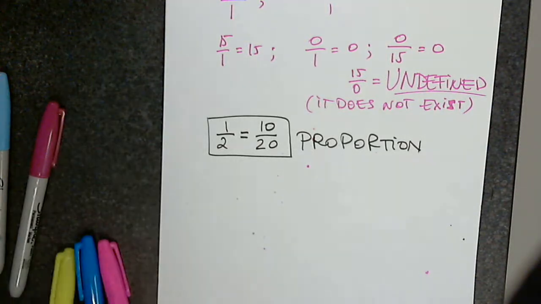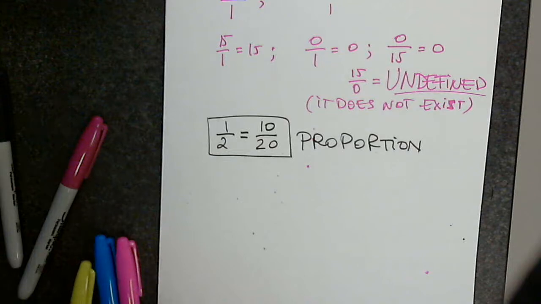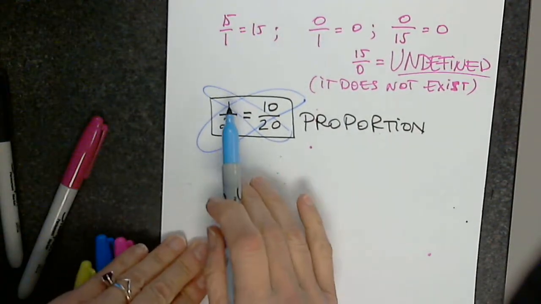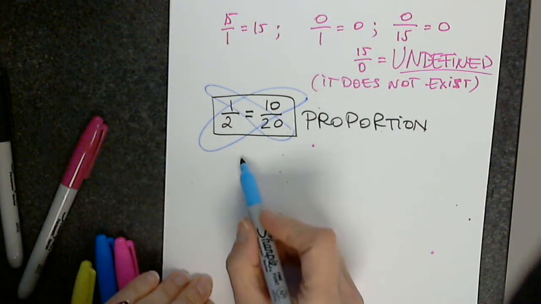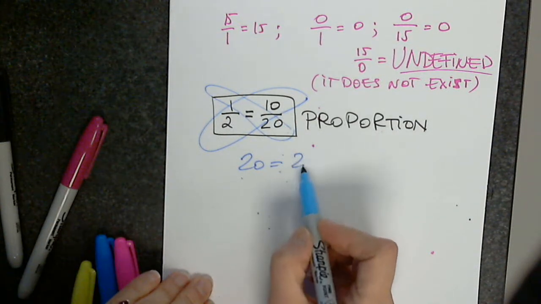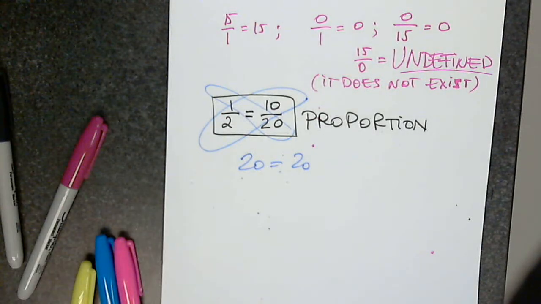Only in a proportion I can multiply across, like this. Meaning 1 times 20 is, and 2 times 10 is, right. So if you give me a proportion, I'll say, oh, okay, so then this product on the left and right has to be the same. This product has to equal this product, only in a proportion.